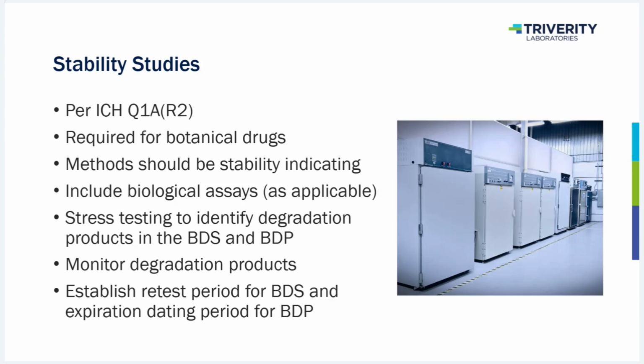You should include biological assays as applicable if you have one. And then you should perform stress testing to identify degradation products in the BDS and the BDP. And again, stress testing isn't required, I don't think, for biological assays, because you're not really looking at degradation products there, right? You're just looking at biological activity. And then you need to monitor any degradation products throughout the stability. We use that stability data to establish the retest period for the botanical drug substance and the expiration dating period for the botanical drug product.